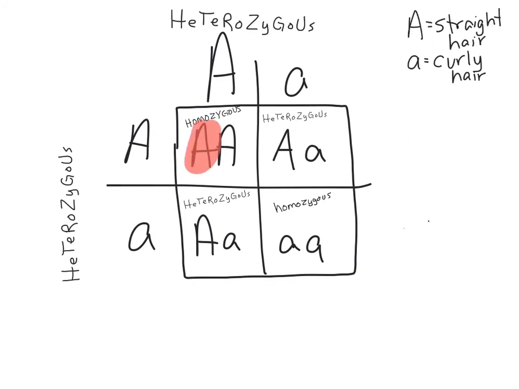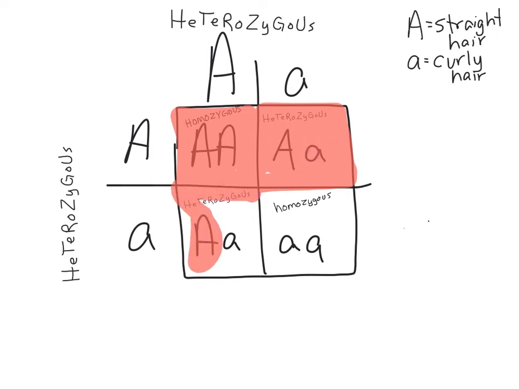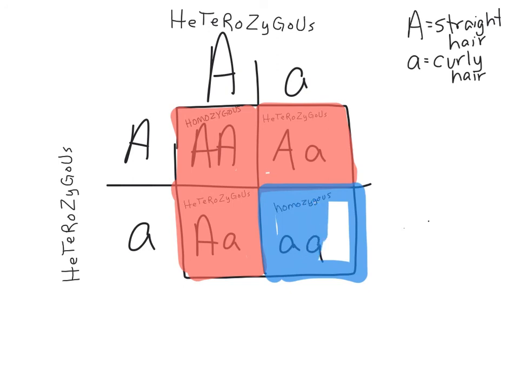Now, anytime I have a dominant allele, I will get the dominant phenotype, even if, in this case, I have a dominant and a recessive. Because there is 1 dominant allele, I'll get that dominant trait of straight hair. So, I have 3 of these that would lead me to a straight hair or a dominant phenotype. This one, because it's got 2 recessives, is the only way I can get a recessive phenotype.